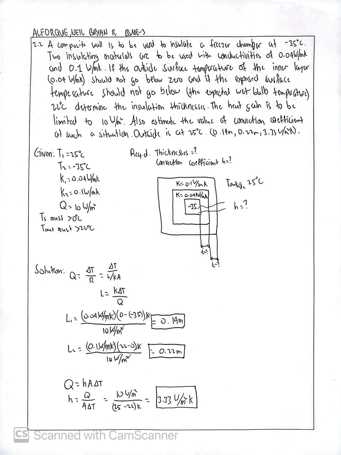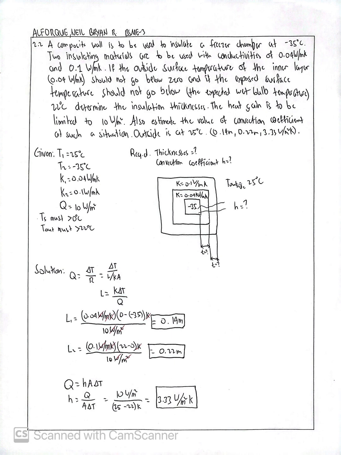Good day. So we will answer this question. To save time, I will not read this question. First, we will input the given. T1 is 25 degrees Celsius, T2 is negative 35 degrees Celsius, K1 is 0.04 watts per meter Kelvin, K2 is 0.1 watts per meter Kelvin, and the heat is 10 watts per meter cube. The temperature at the surface must be not equal to or below 0 degrees Celsius, and the T outside must be below 22 degrees Celsius. The required are the thicknesses of both materials and the convection coefficient.